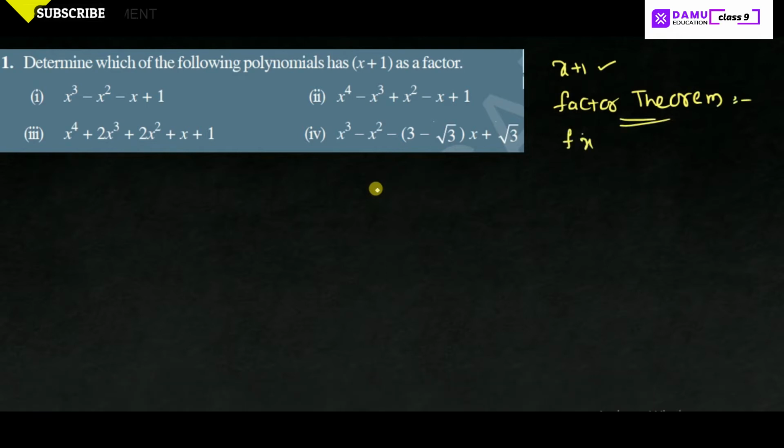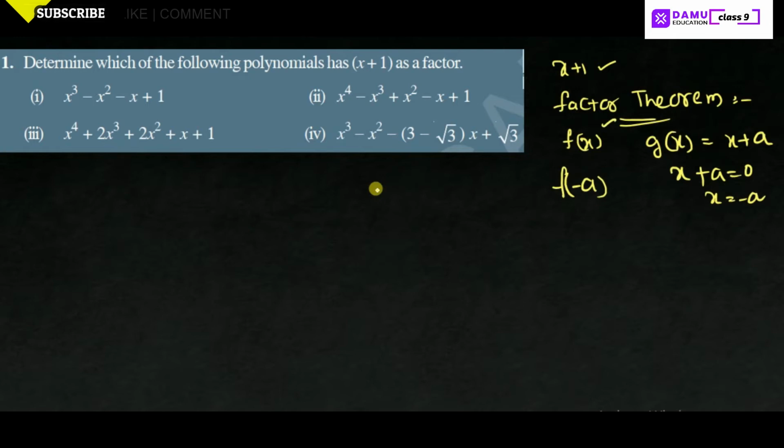Let's check. f of x is a polynomial. Let's take g of x as a factor for that. Let's take the function to be x plus a, like that. Then if you substitute the x value, x plus a will be equal to 0, so x is equal to minus a. If you substitute minus a in the given function, then it will become 0. If g of x is a factor of f of x, then f of minus a is equal to 0. That is our factor theorem.